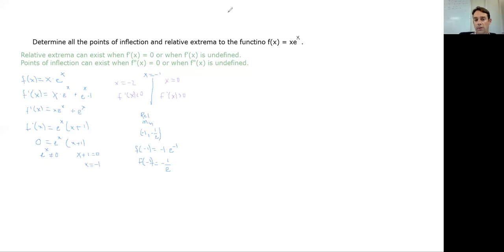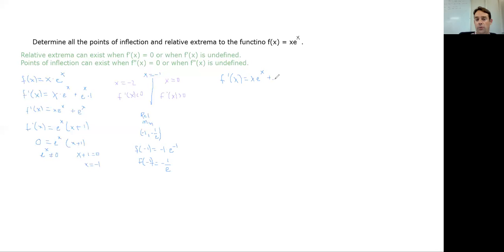All right, so now I know that I have one relative min. What about a relative max? Do I have any of those? I don't have any relative max. What I meant to say was, do I have any points of inflection?